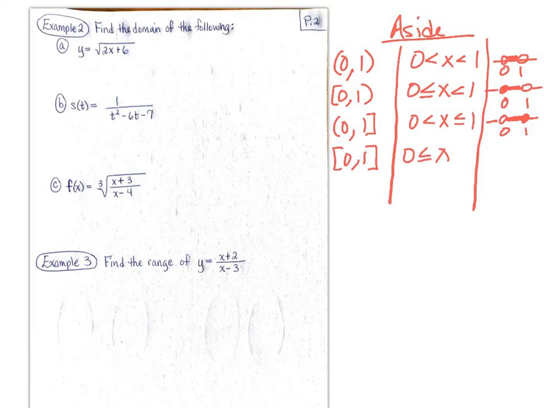Good. 0 is less than or equal to x, but that's less than or equal to 1. And what does it look like on the number line? Both closed. Only both closed? Everything in between as well. You have to remember that everything in between with that.